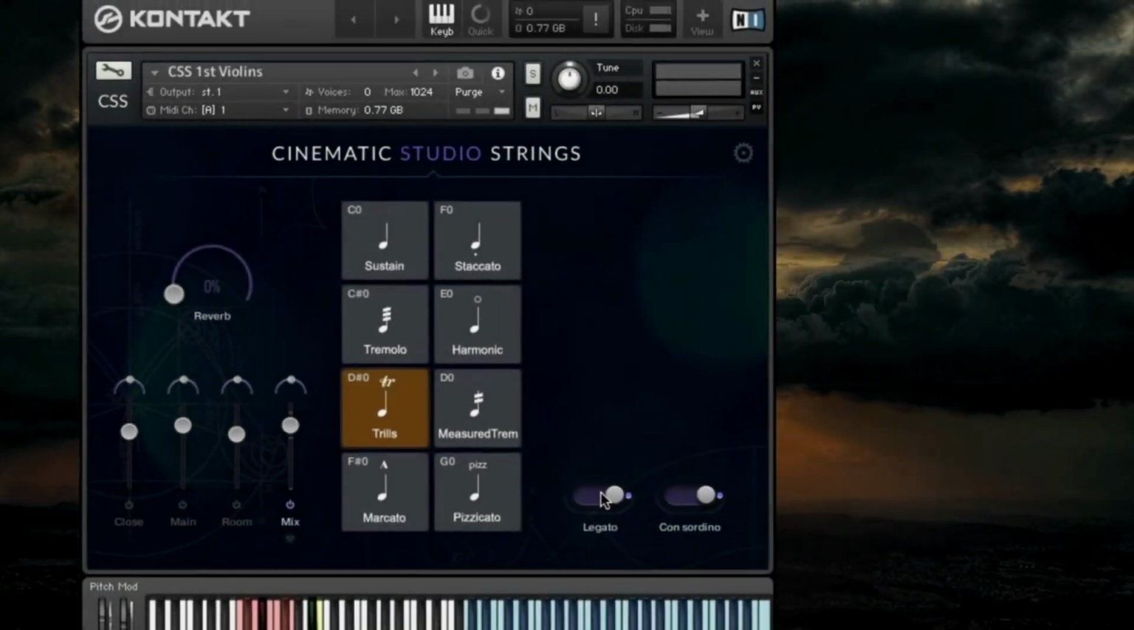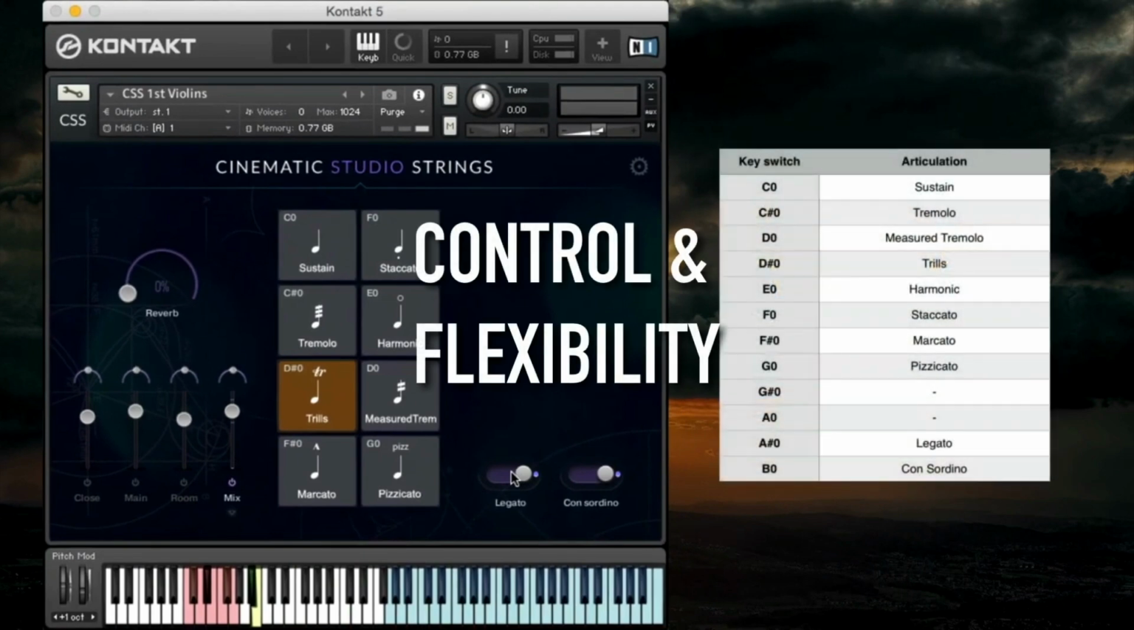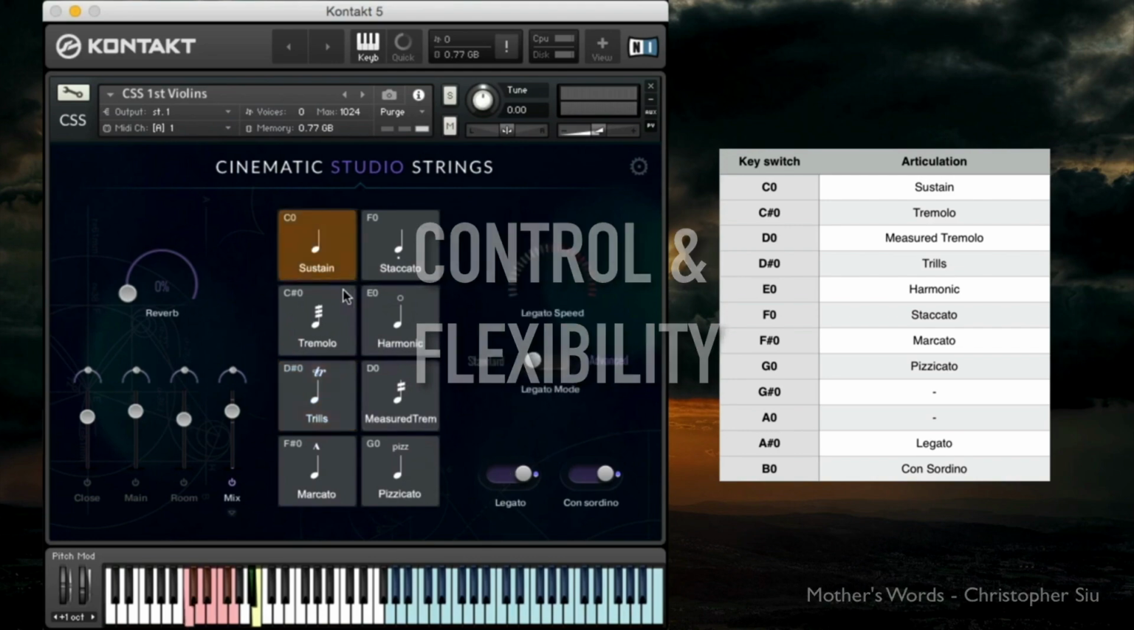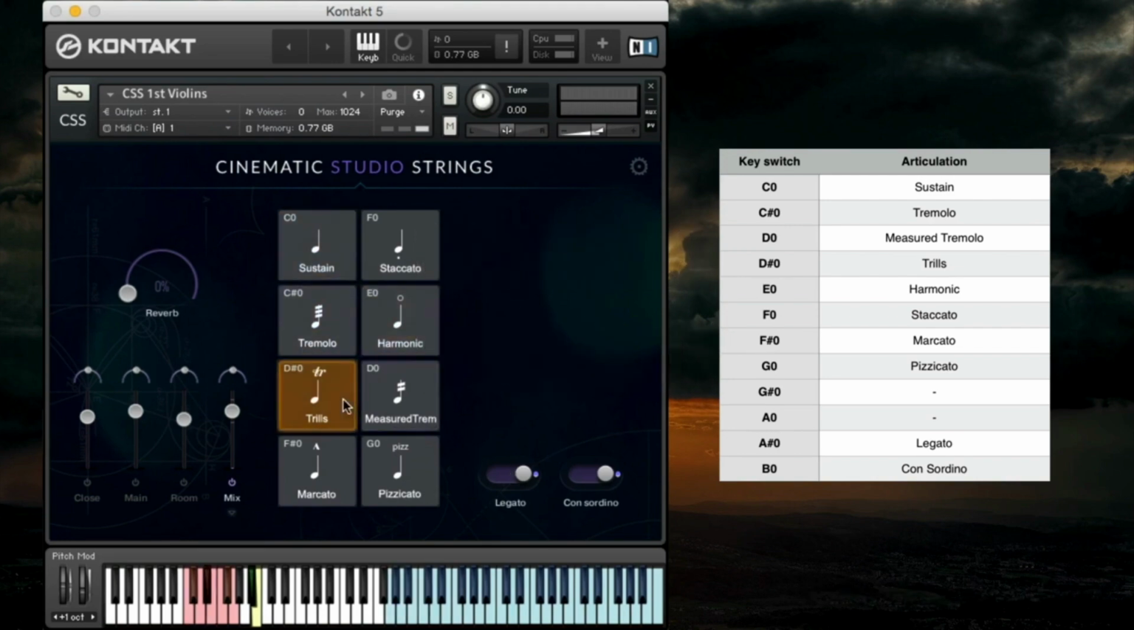Next, let's go over control and flexibility. By this, we're talking about the amount of trial and error the composer can go through to get the result he or she is looking for. First, let's talk about the live orchestra.